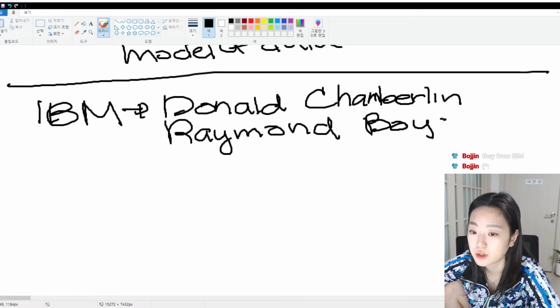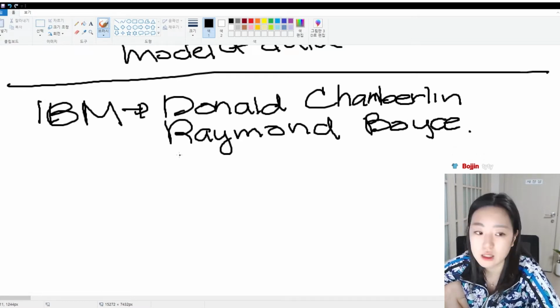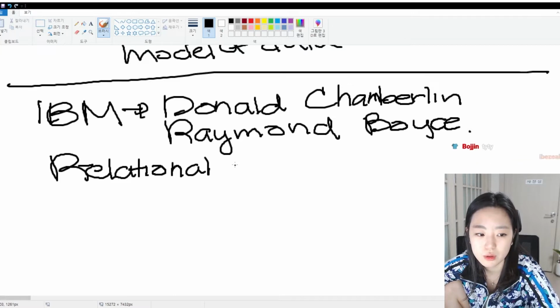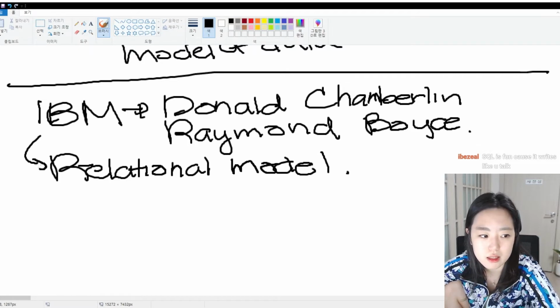After learning about the relational model, the relational model is important. Because of the relational model, they were able to create this language.